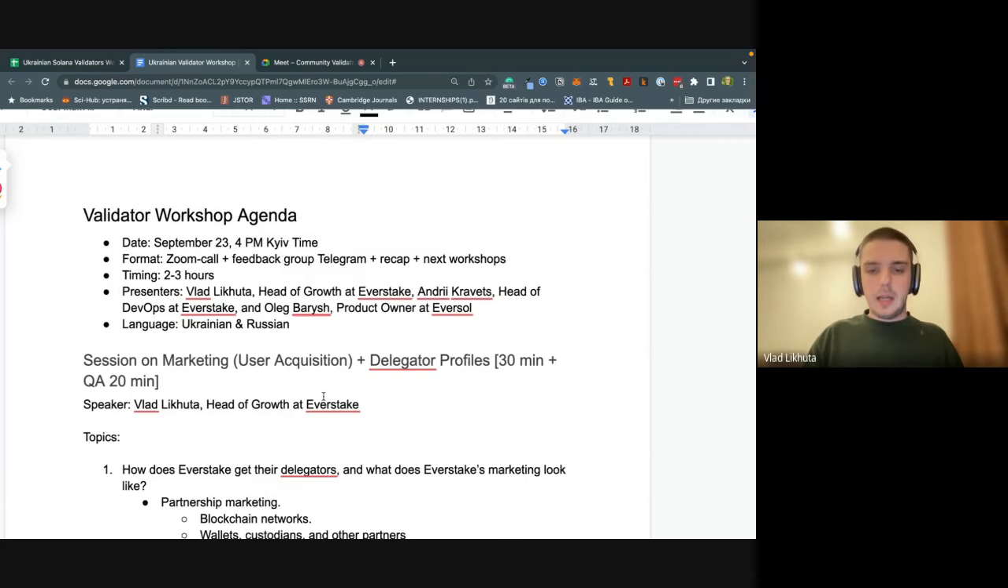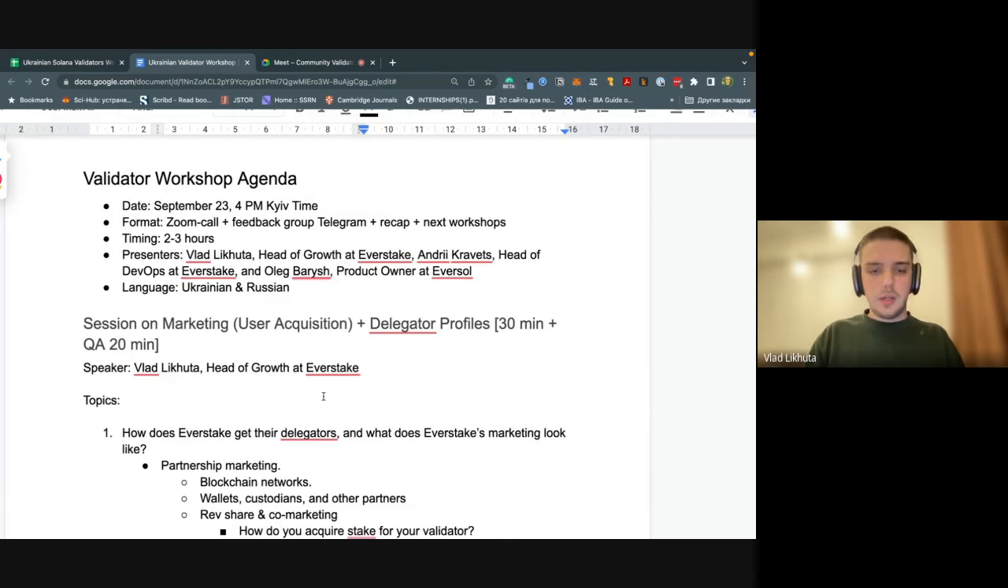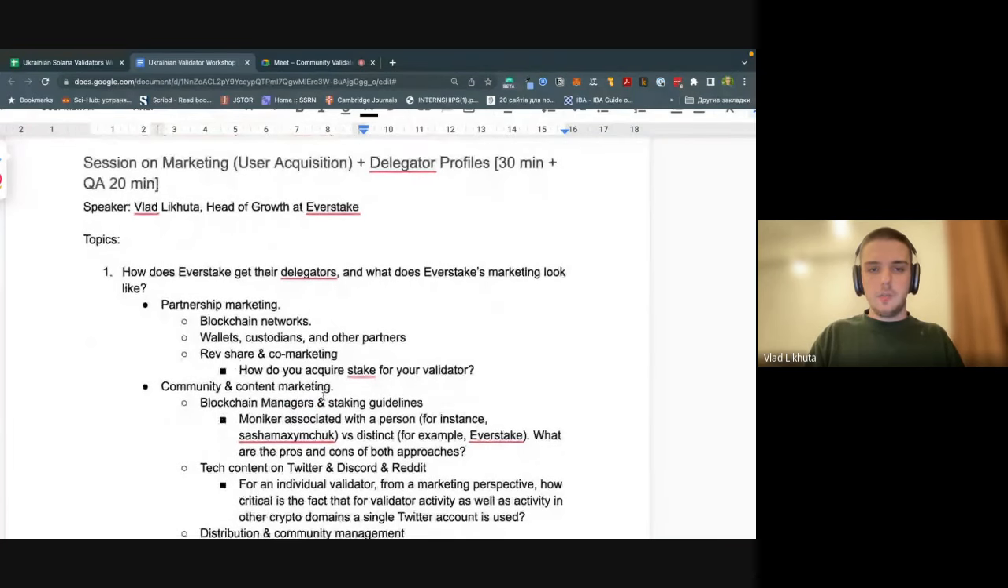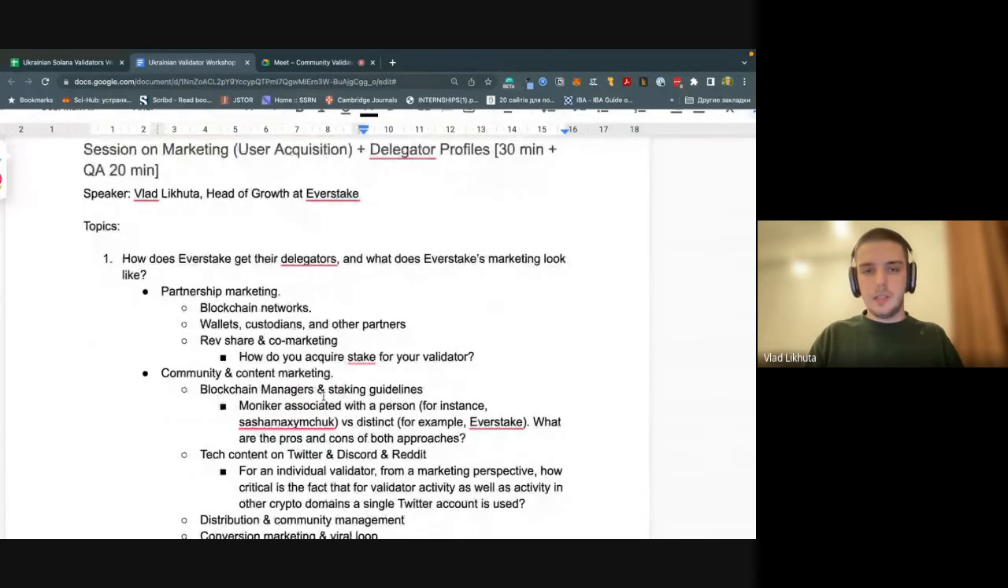We are going to have our head of DevOps on the workshop, Andrew Kravitz, and our product owner at Eversol, and I am also going to join the workshop. So we are going to have 3 sessions. We are going to kick off with the session on marketing and user acquisition, as well as delegator profile.